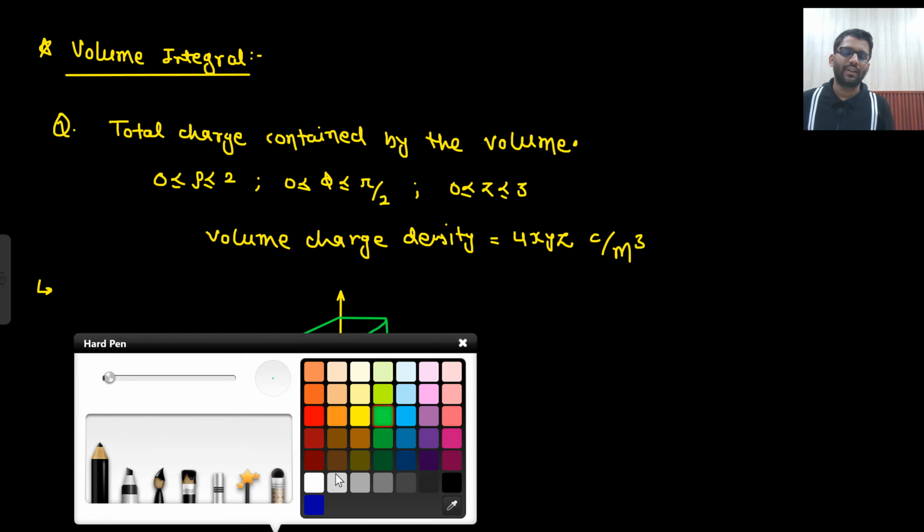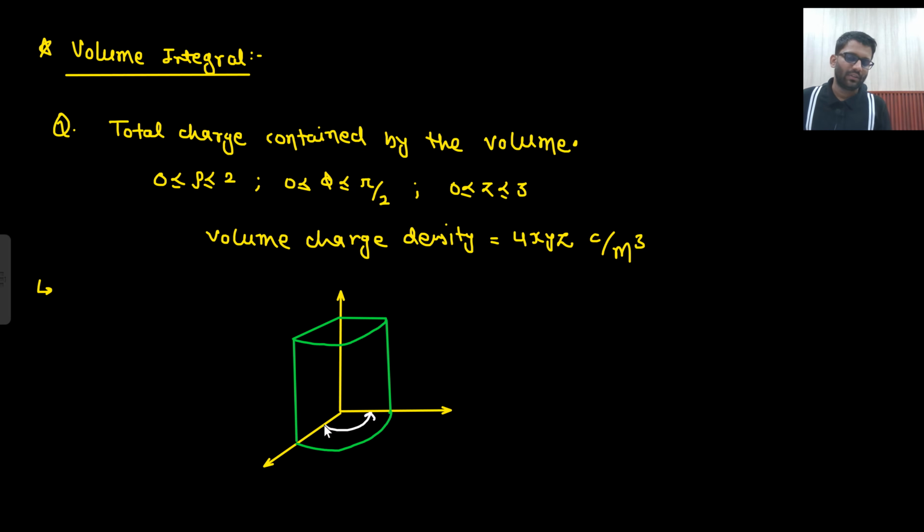Right, so this kind of cylinder is there. So this was angle 0 and this was angle pi by 2. Okay, the limit of rho is from 0 to 2. Rho equals 0 here, rho equals 2 here, and the phi limit is 0 to pi by 2, and the z limit is z equals 0 here and z equals 3 here. Volume charge density is 4xyz. Okay, you need to find the total charge contained by the volume.